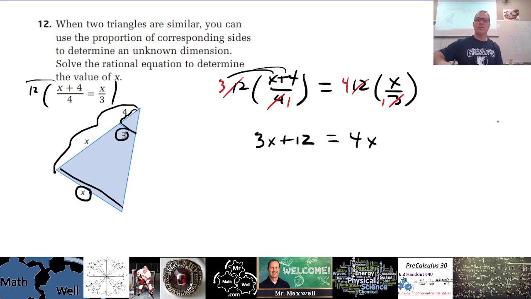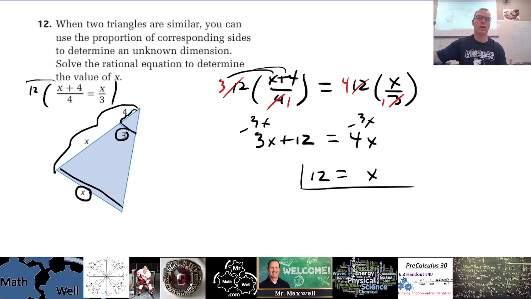So now we have a very simple equation to solve. We're going to gather like terms, and this shouldn't be a problem. So I'm going to subtract 3x from both sides. That's going to give me positive 1x over here equals 12. So it looks like 12 would be our solution.